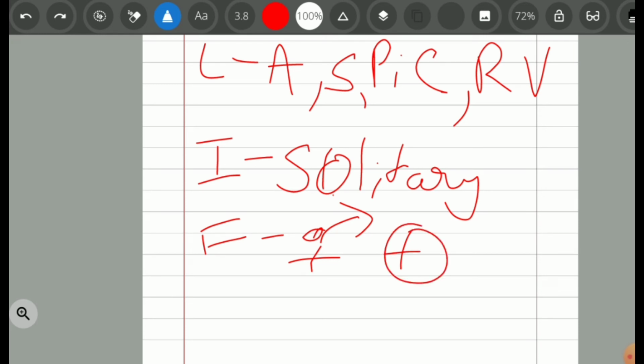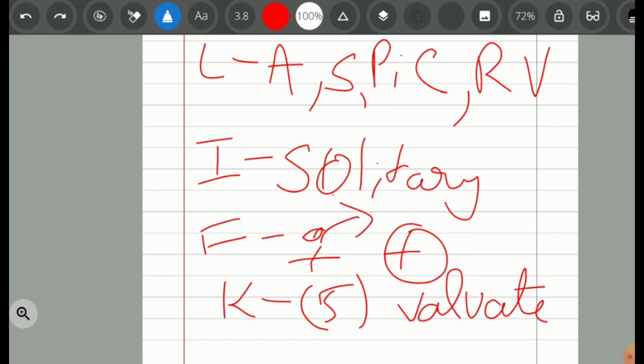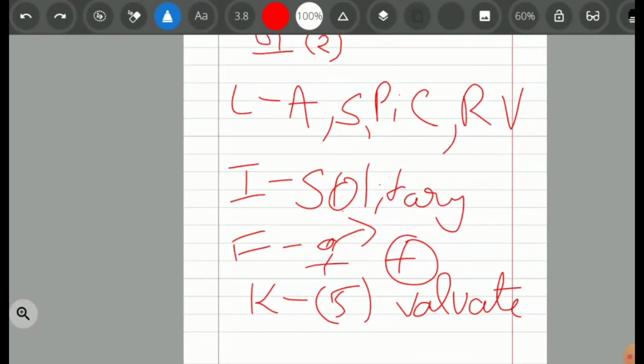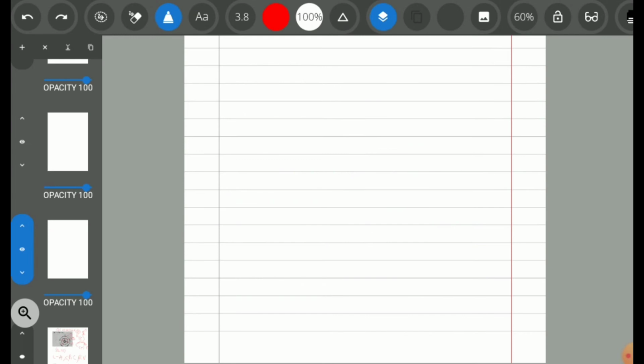And it's actinomorphic. Then the calyx is 5 and all are united. Then valvate type of estivation, this is very important. Sorry, I forgot to say about the estivation. It follows the valvate estivation.